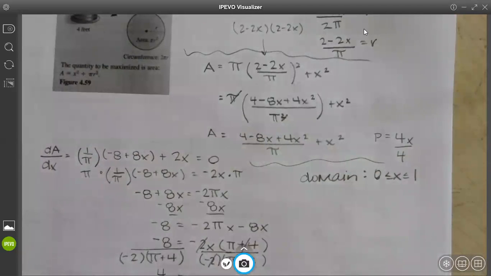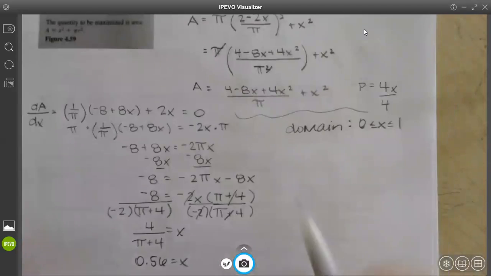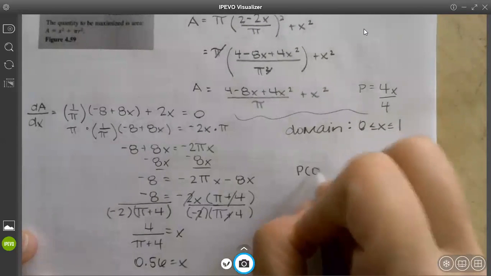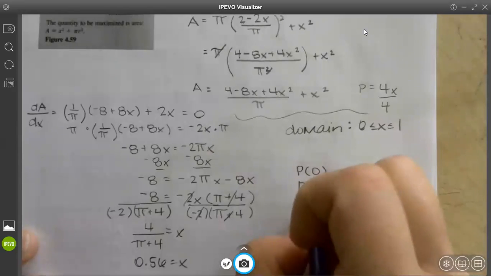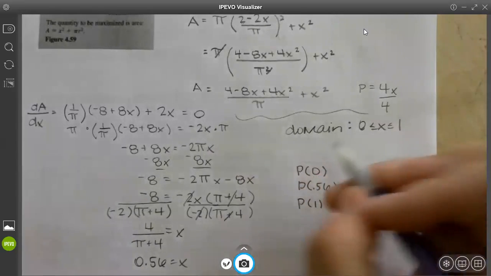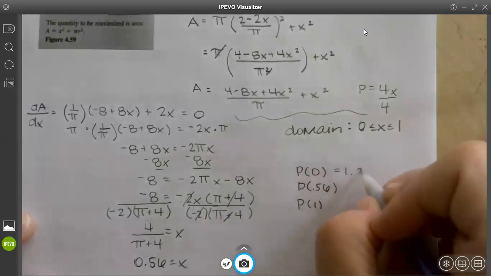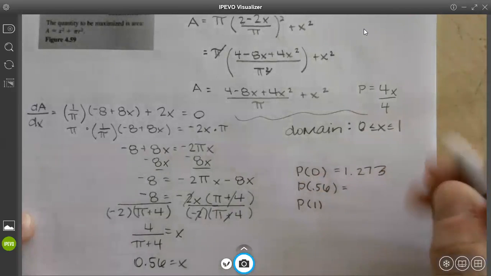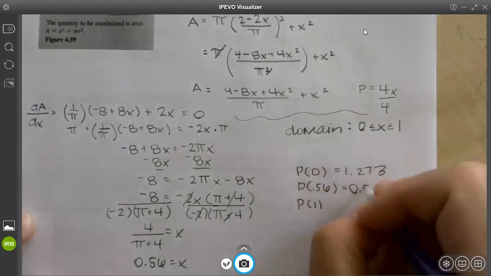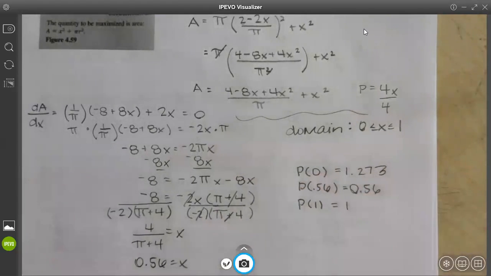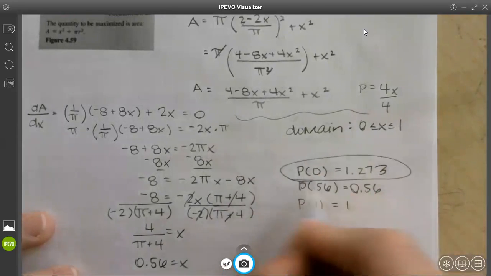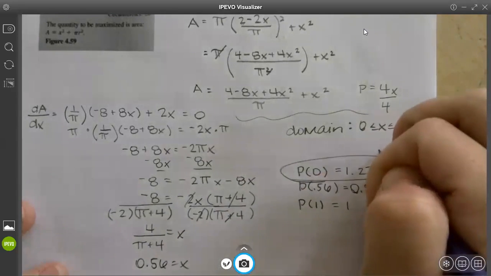Yes, the problem is you need those 2 endpoints so that you can do the area at 0, the area at 0.56, and the area at 1. 0 is 1.273. 0.56 is actually going to give you 0.56. And 1 is going to give you 1. We wanted to maximize. So there's your maximum.